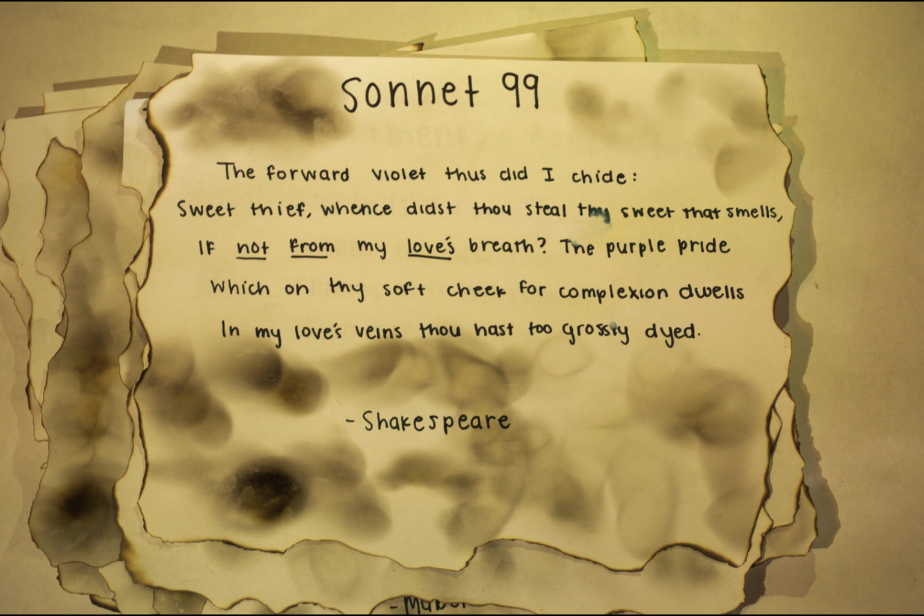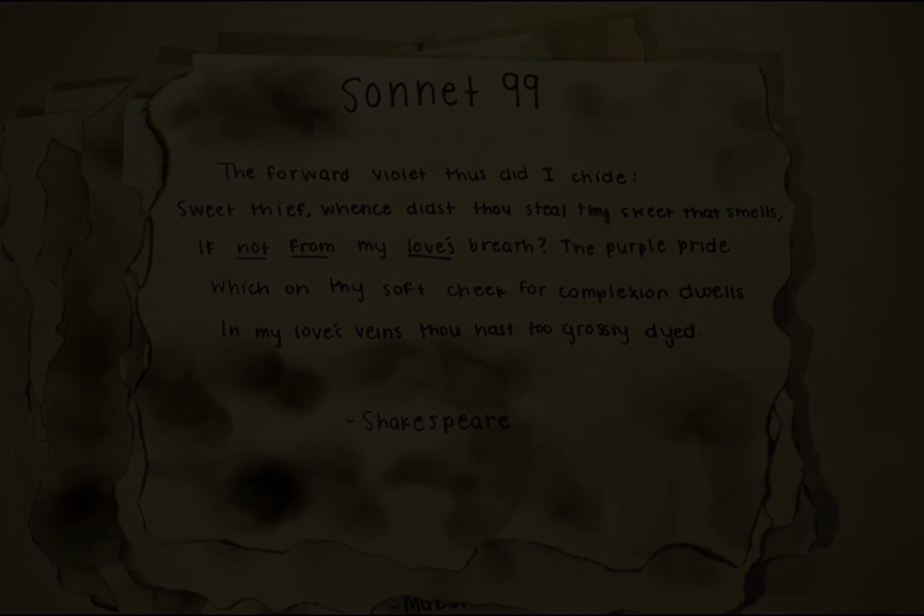Assonance is found in the line, if not from my love's breath, with the short O sound. Lastly, in an attempt to feel the connection again to his love, Shakespeare uses synecdoche when using her veins to represent her as a whole.